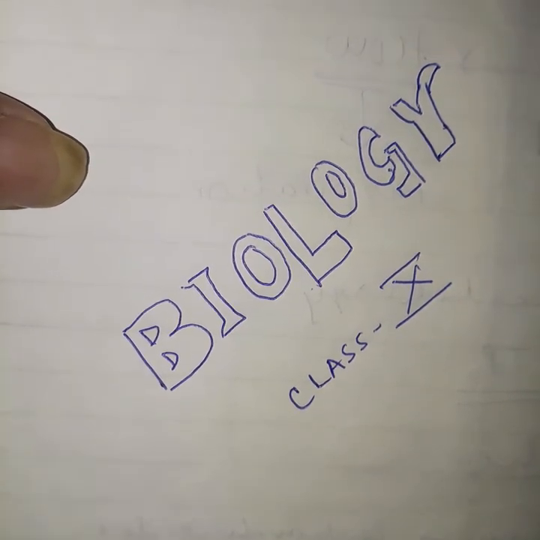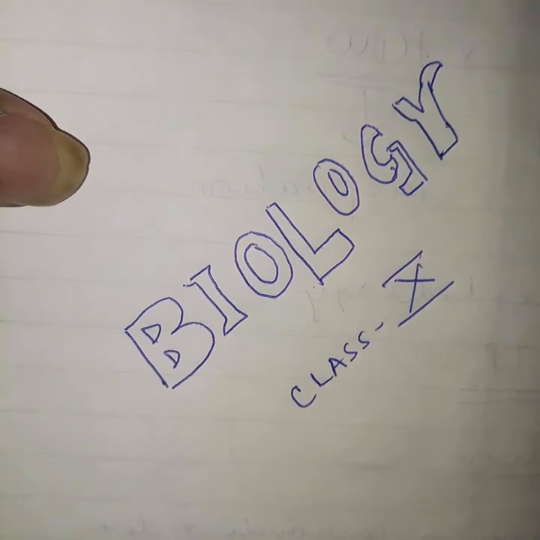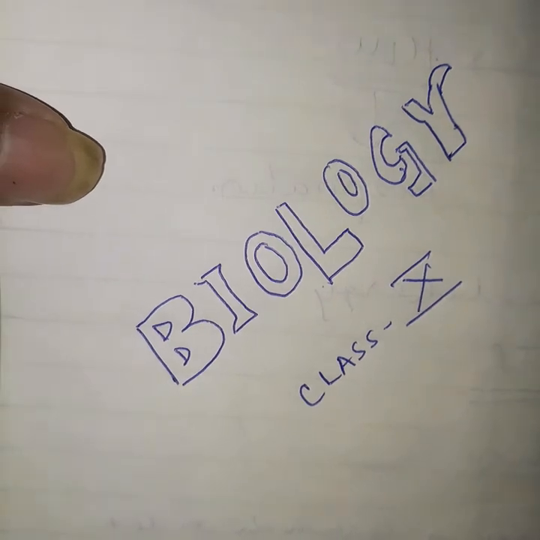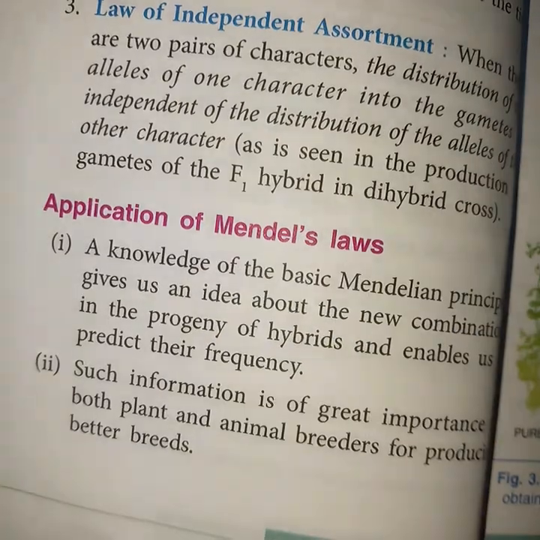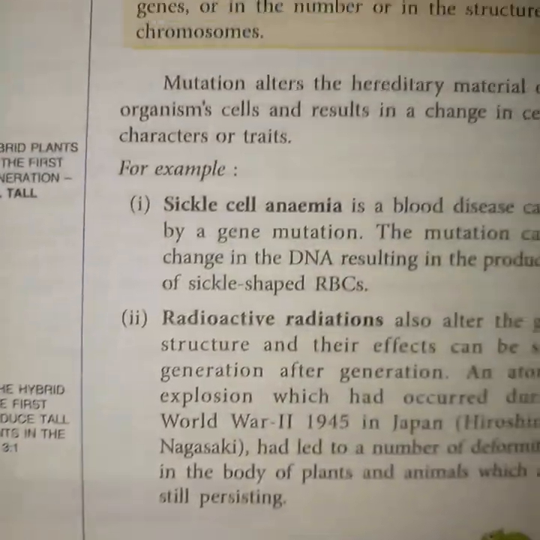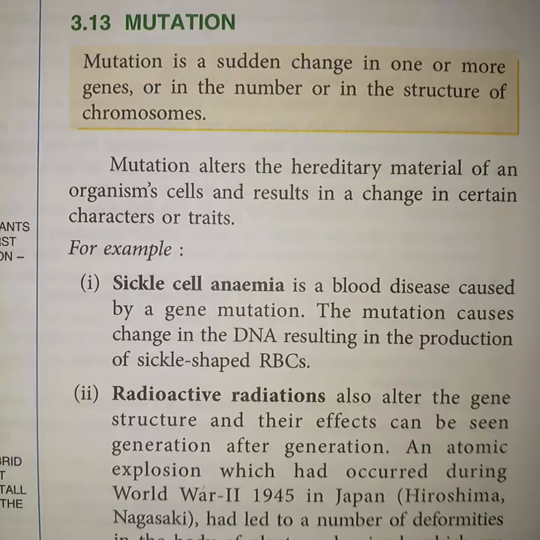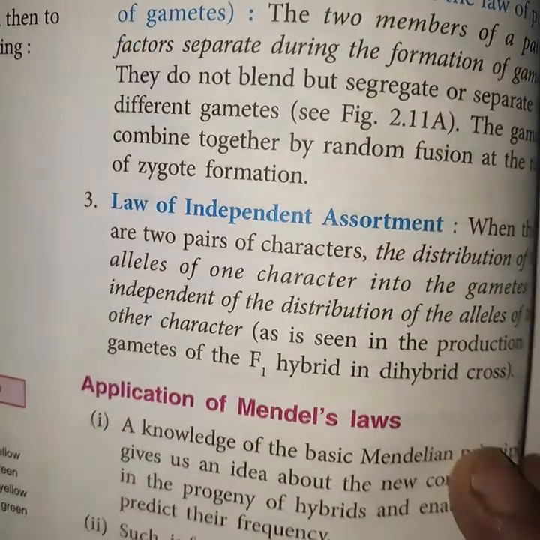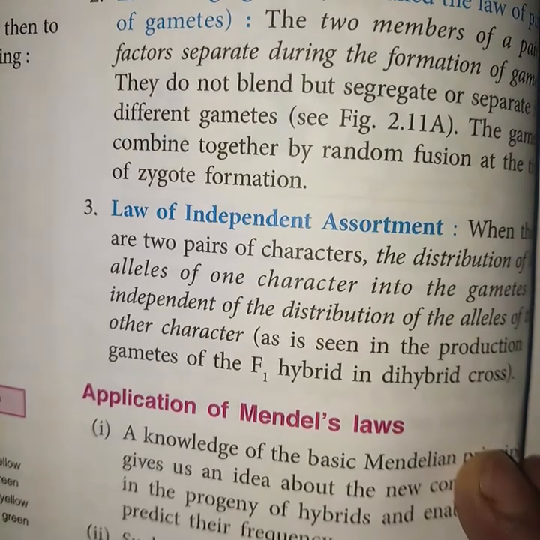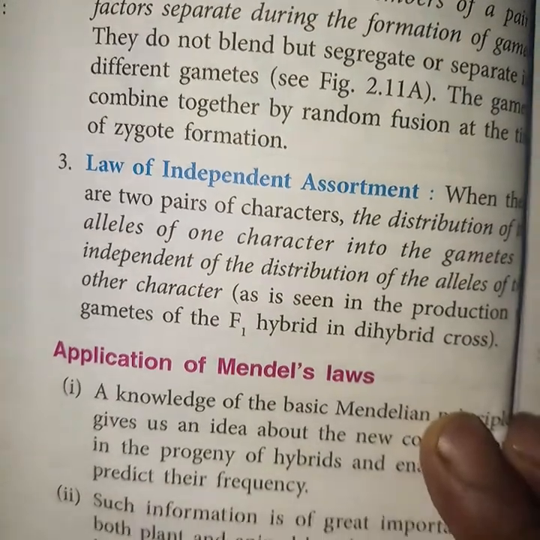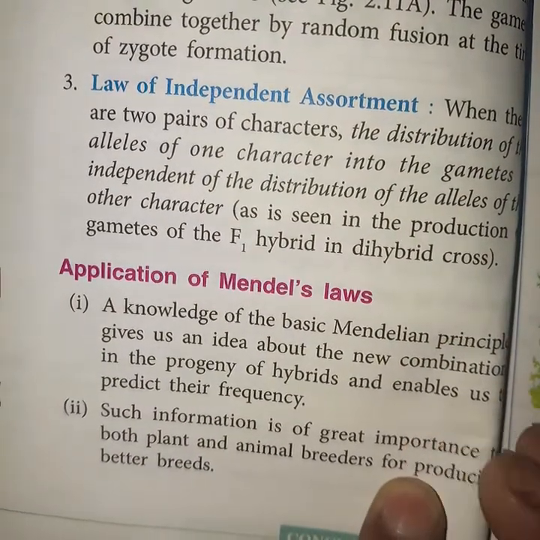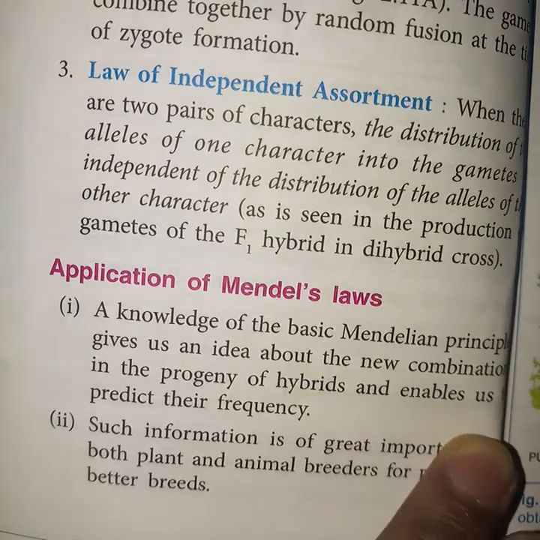Good dear students, today we will continue the same chapter, genetics, with some new topics. The new topics are: first, application of Mendel's law, and mutation. We have already learned about the theories, the laws of Mendel: the law of dominance, the law of segregation, and the law of independent assortment. Today we'll see about the application of Mendel's law.